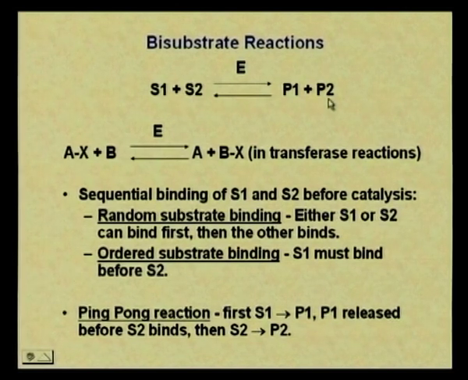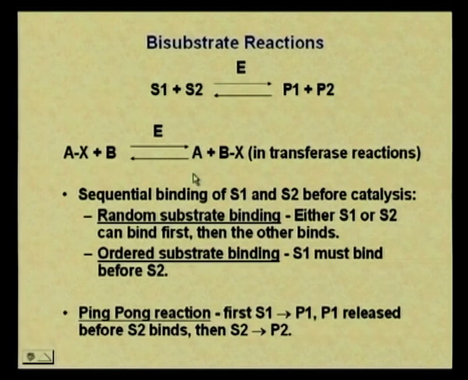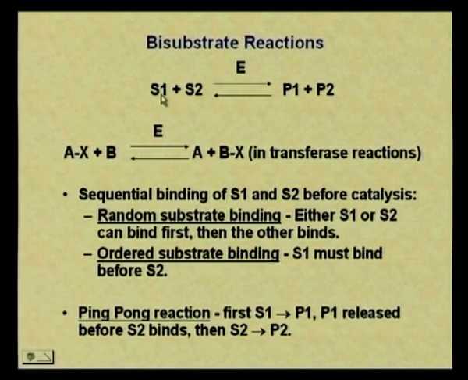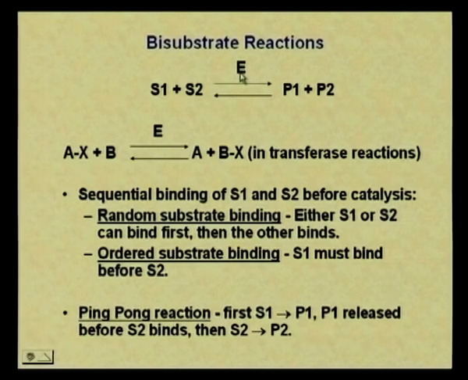Okay? Now, you recognize that we can have sequential binding. What does that mean? It means that the enzyme can bind S1, then bind S2. How can this sequential binding be? It can be of two types. It can be random, where the enzyme can bind S1 or it can bind S2 first. Okay? Or we could have ordered binding. What does that mean? Ordered binding means there is a definite order in which the substrates have to bind for the reaction to go on.